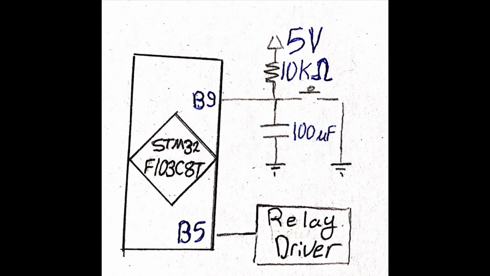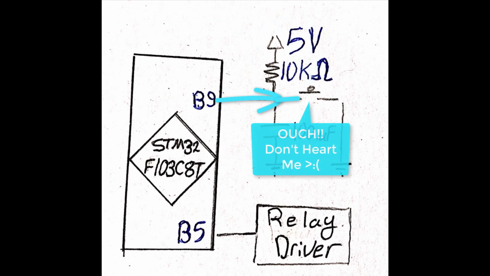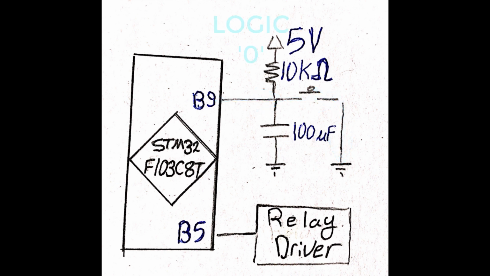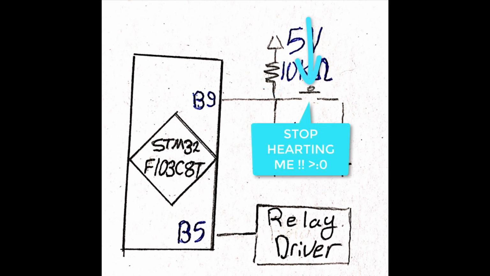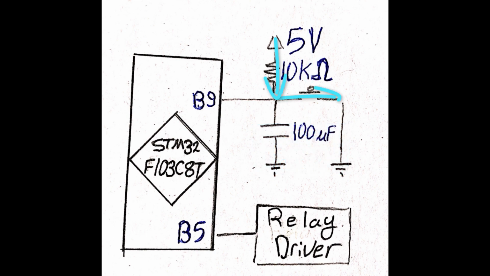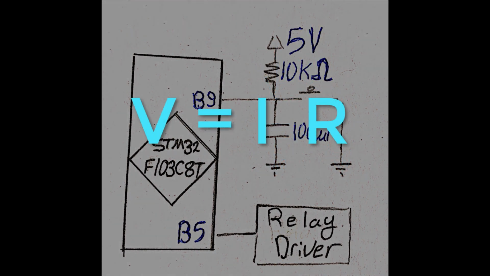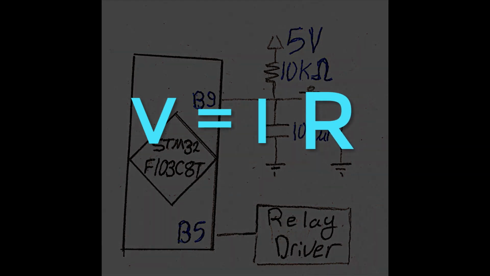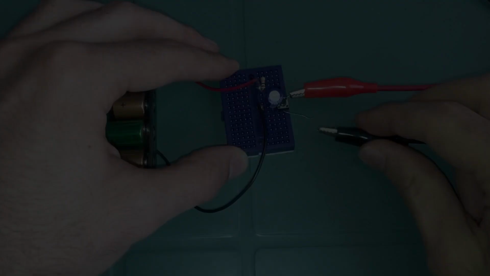Once the push button is pressed, the GPIO pin will be shorted to ground, so the microcontroller will read logic 0. Of course, using a relatively large pull-up resistor is a wise choice, since while the push button is pressed, the current will flow directly from the power source to ground through the pull-up resistor. So, as Ohm's law tells us, as the resistance increases, the current flowing through it will decrease.